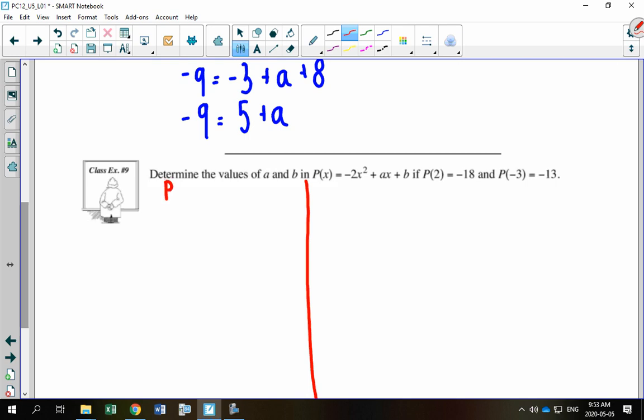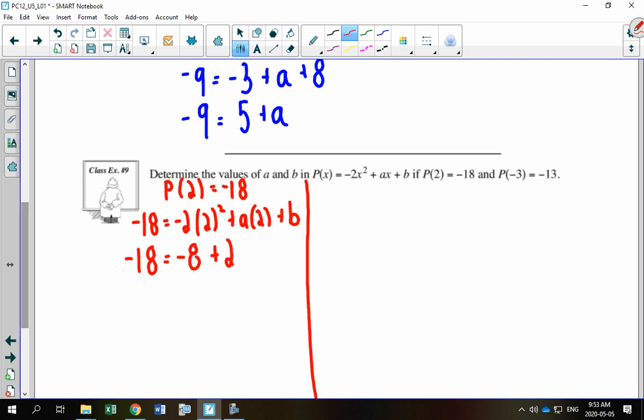So p of 2 is equal to negative 18. So we'll have negative 18, and we're replacing x with 2. So negative 2 times 2 squared plus a times 2 plus b. So we'll have negative 18. 2 squared is 4. 4 times negative 2 is negative 8 plus 2a plus b. And let's just leave a and b on the right. So let's add the 8. So we have negative 10 is equal to 2a plus b. Okay, so that's the first one. Let's do the second one.